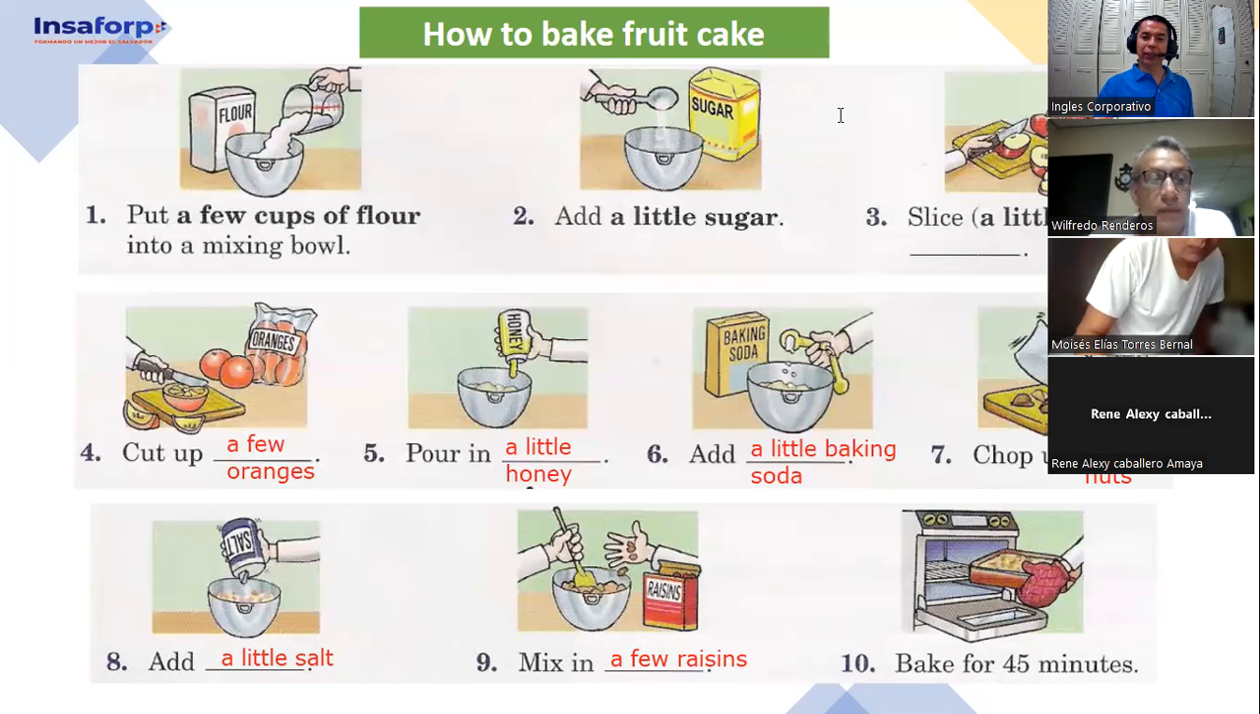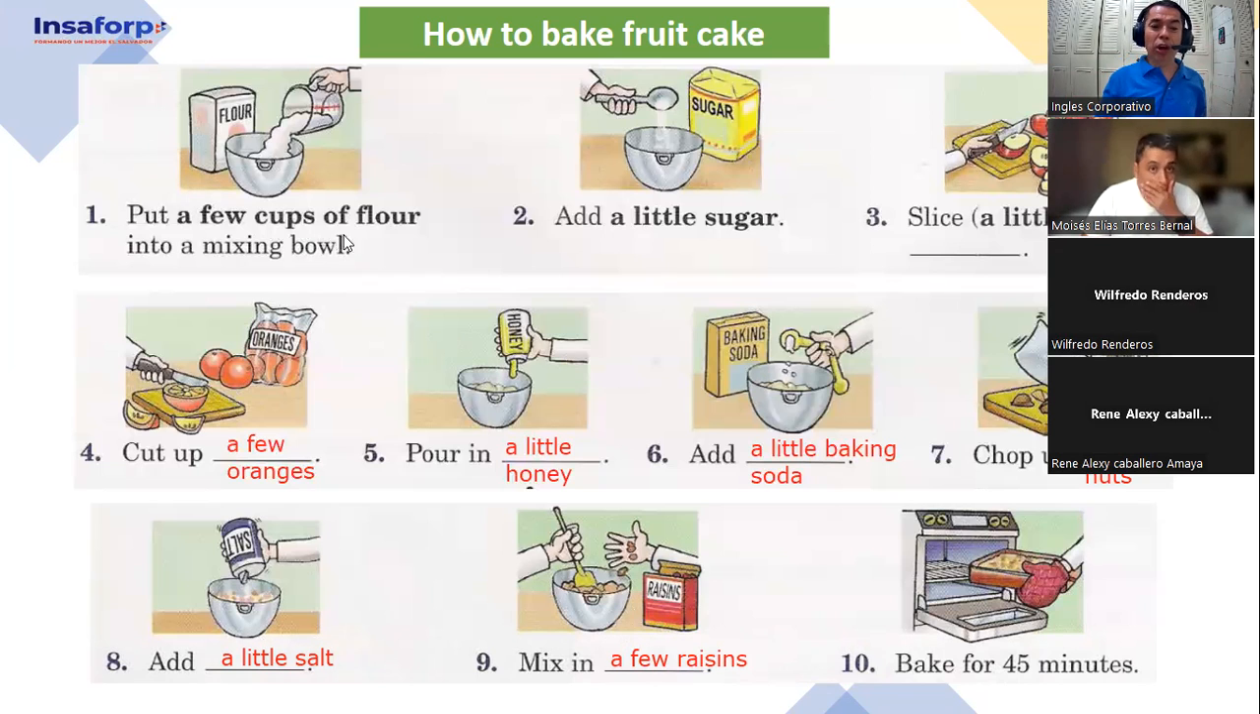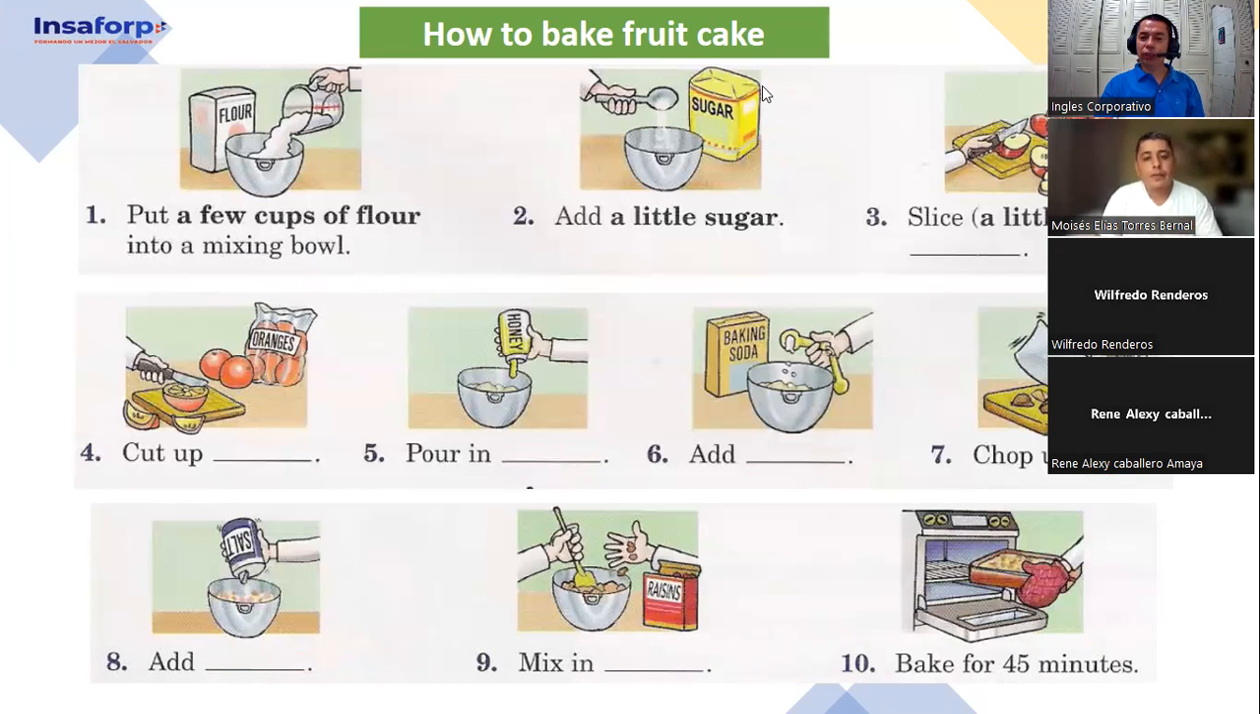Fruit cake. Good class. Any question about vocabulary, imperatives? Remember, we are practicing imperatives. No subject, only the verb. Solo usamos el verbo, right? And when it's negative, instead of saying put a few cups of flour, you say don't put a few cups of flour. Affirmative, put. Negative, don't put. Right? Good. Questions? Remember, I like questions. Me fascina que me hagan preguntas. So please, ask me.